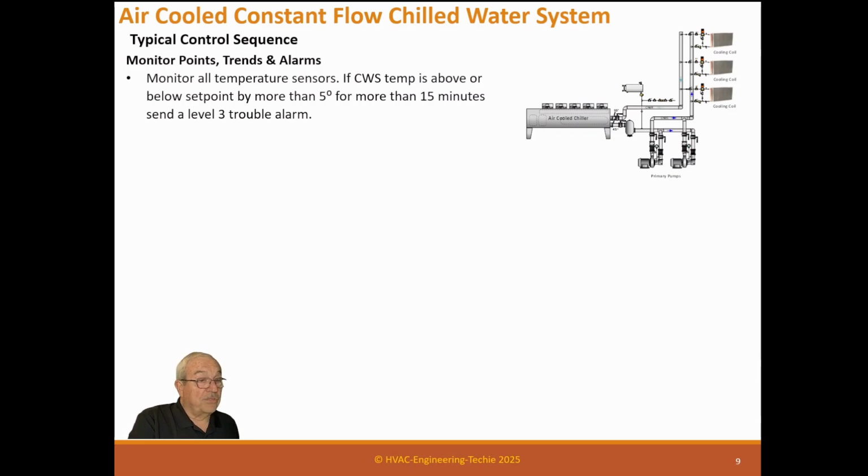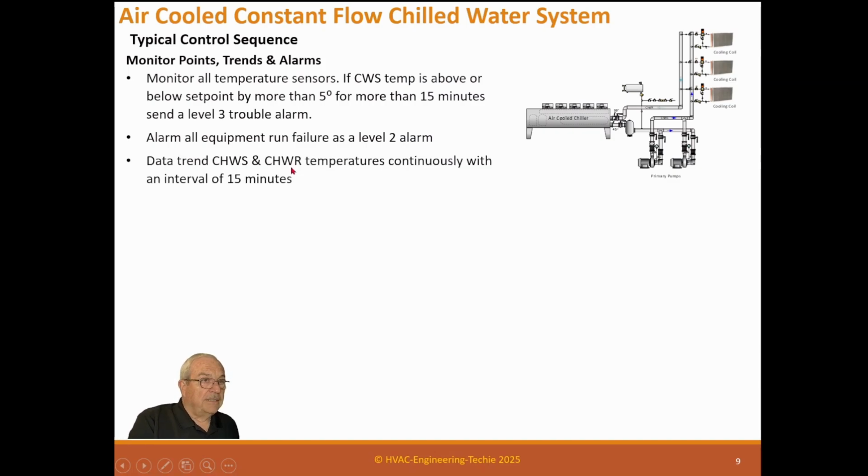A level 3 is a trouble alarm. He needs to be aware, and he needs to get it taken care of eventually. But it's not critical to be done right this second because the system is still operating. And level 4 is basically a light trouble alarm; he doesn't need to get out of the chair at all. So normally everything is between a 1 and a 3. All equipment run failure is a level 2 alarm. That's something you need to get out of your chair for.